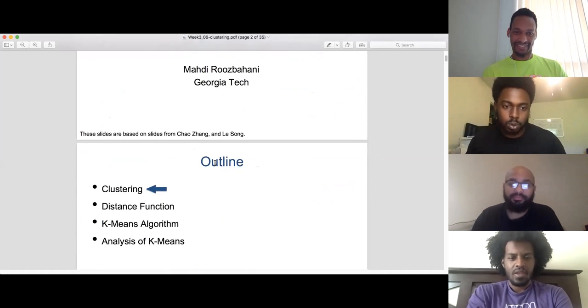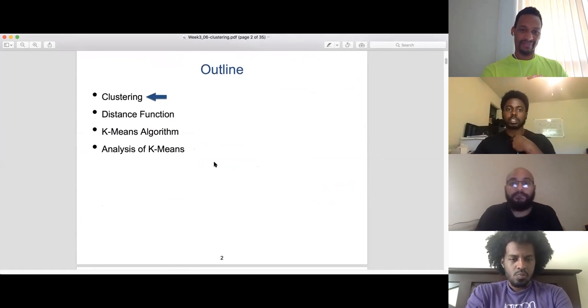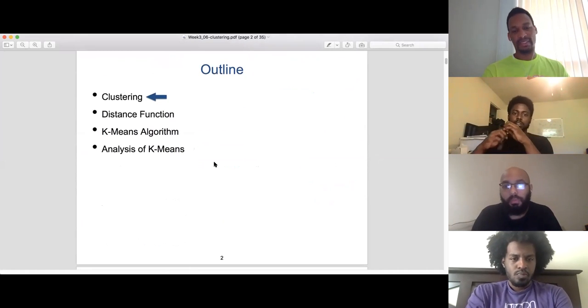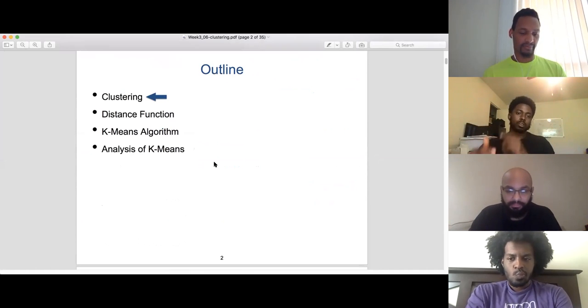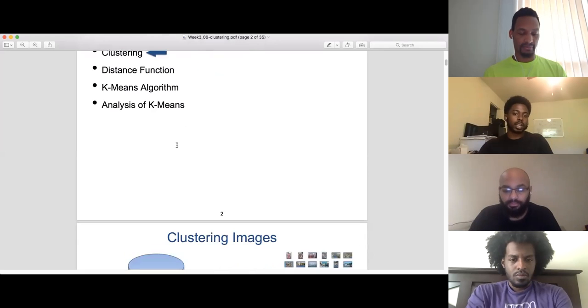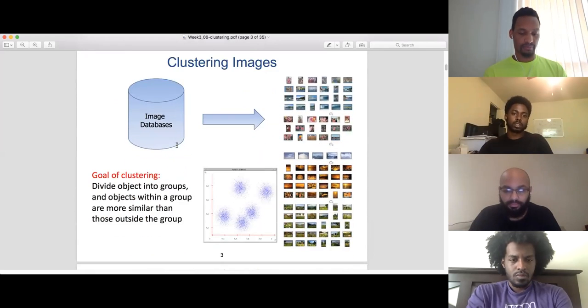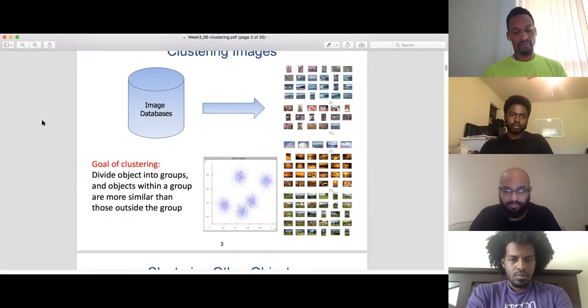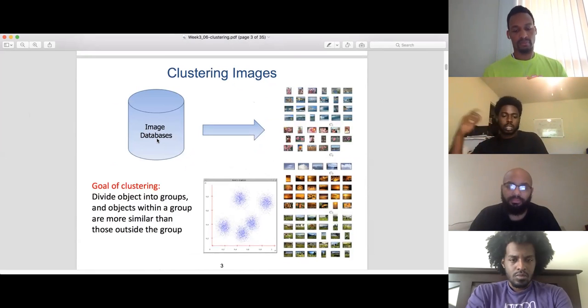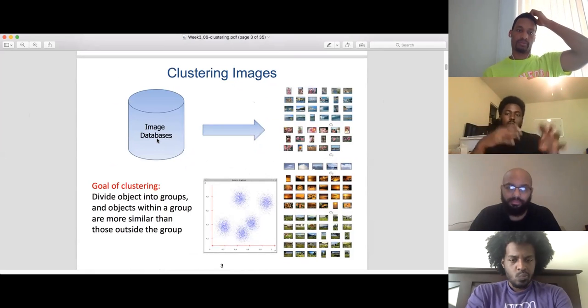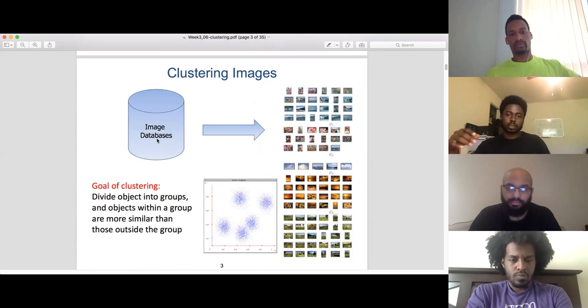So today we'll go over just the idea of clustering in general. We'll talk about distance functions. That's just a way for us to look at dissimilarity. Then we'll go over the K-means algorithm, and we'll analyze what the K-means algorithm means. So essentially, clustering is just dividing objects into groups that are similar or more similar to those in the group than they are to those outside the group.